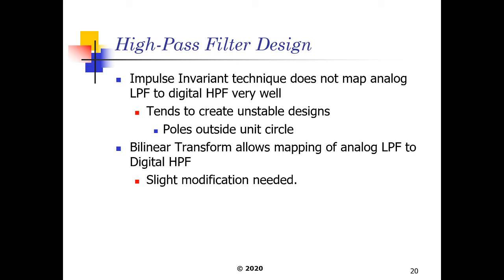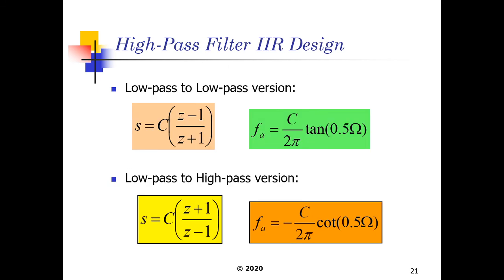However, the bilinear transform does allow for the mapping of an analog low pass filter to a digital high pass filter, but a slight modification is required with regards to the s equation and the f of a equation. If you're designing for a low pass analog to a low pass digital, we still maintain the equations we've seen throughout the slides so far. But if we're designing for a low pass analog to a high pass digital, the equation flips. Instead of z minus 1 over z plus 1, it's now z plus 1 over z minus 1. And the f of a equation now becomes negative c divided by 2 pi, times cotan of 0.5 pi. Cotan is basically 1 divided by tan of the same part inside the brackets.